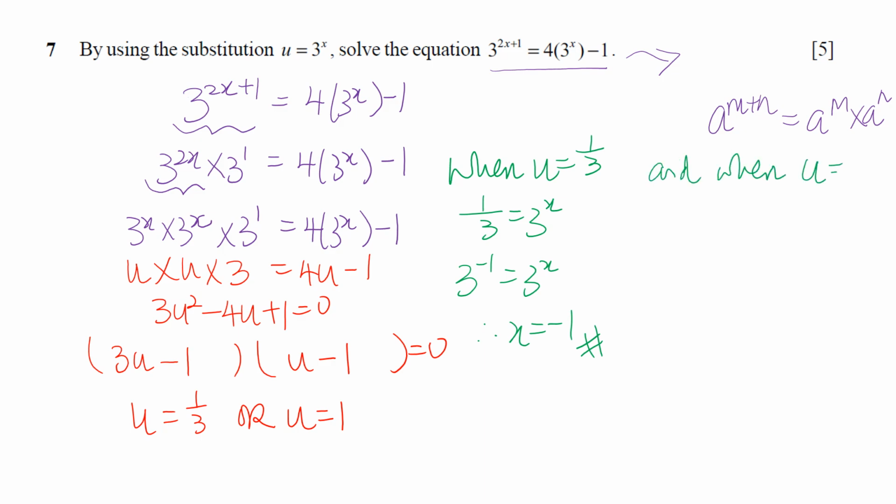And when u is equals to 1, right? So 1 is equals to 3 to the power x. Again, you can only compare when you express 1 as base 3. So what is 1 as base 3? Yes, it's 3 to the power of 0. Anything to the power of 0 gives you 1. So 3 to the power of 0 gives you 1. So therefore x is equals to 0. Okay, right. X on the left hand side, whatever you need to find on the right hand side. Okay, that's how you do it.